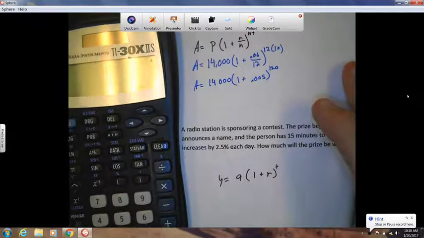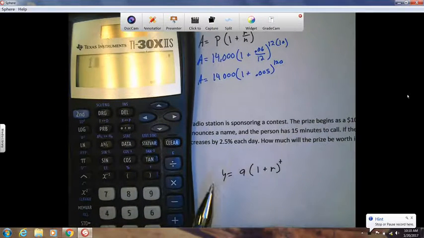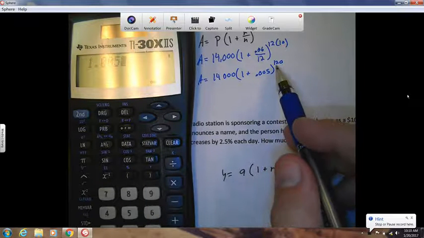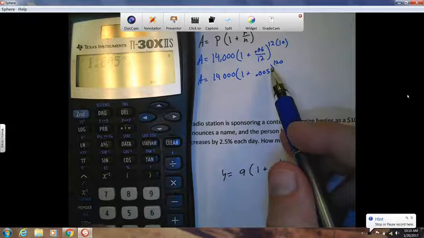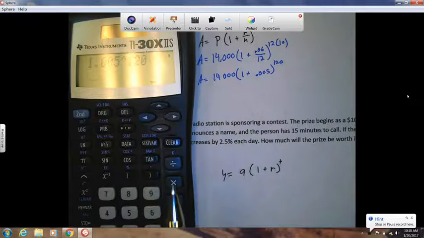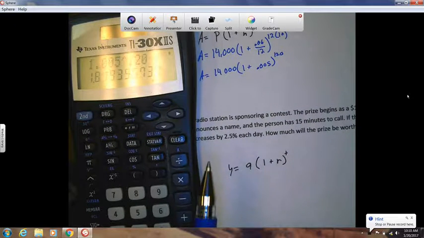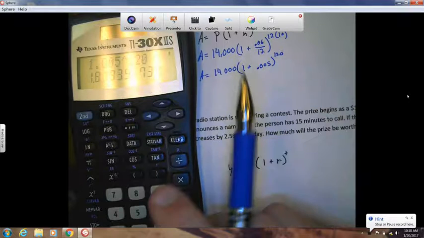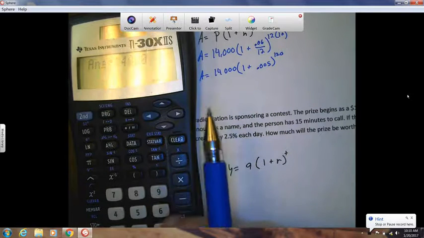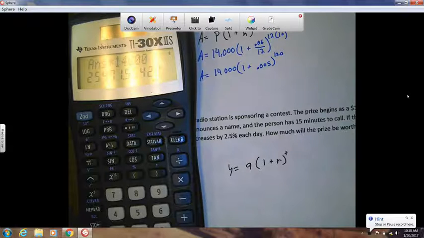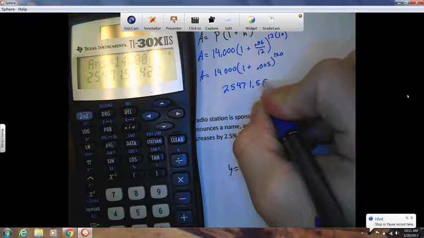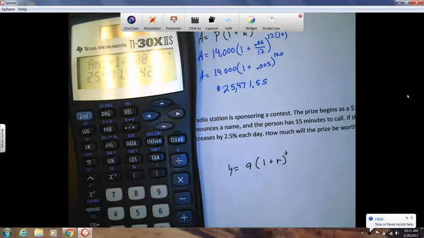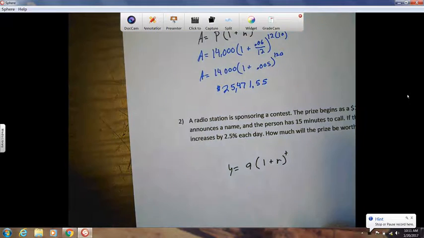So then I just need to add 1.005 to this power. So add these, take it to that power, and then multiply it times 14,000. And this is what you get. And I round it to 2 decimal places because we're talking about money, so I'm going to round it to the nearest cent.